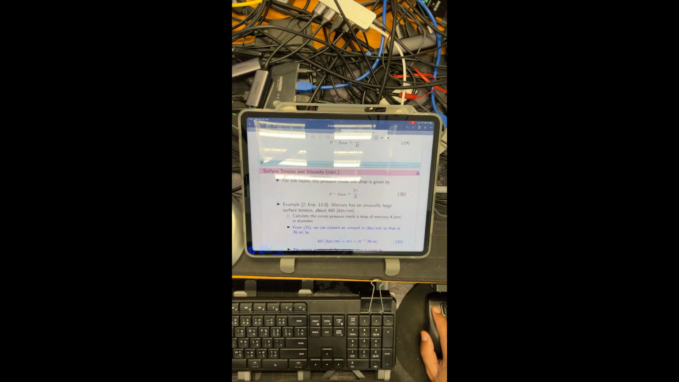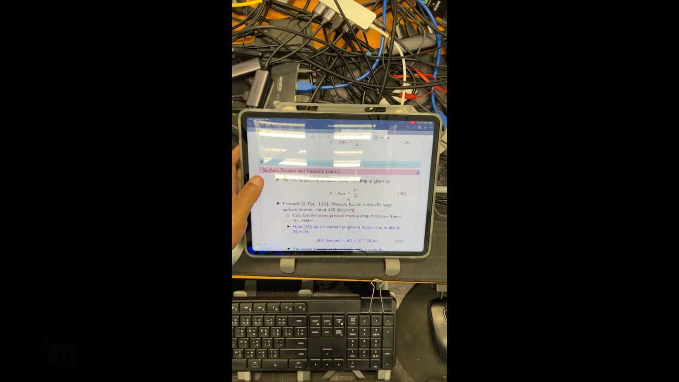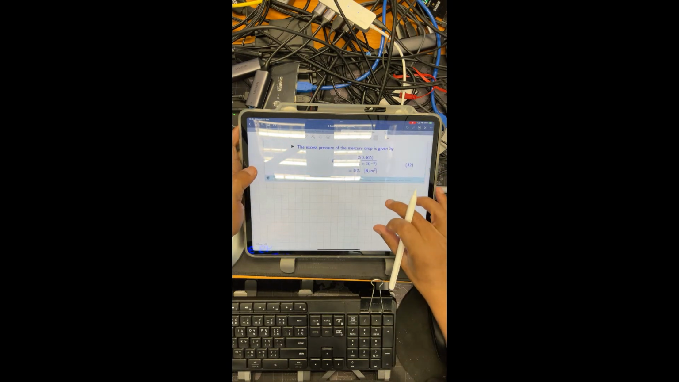Yeah, we will continue our problem. Calculate the excess pressure inside the drop of mercury. Okay, it's a drop of liquid, right? Which is a kind of fluid. So the excess pressure, it means it's delta P, right? Delta P means the excess pressure.